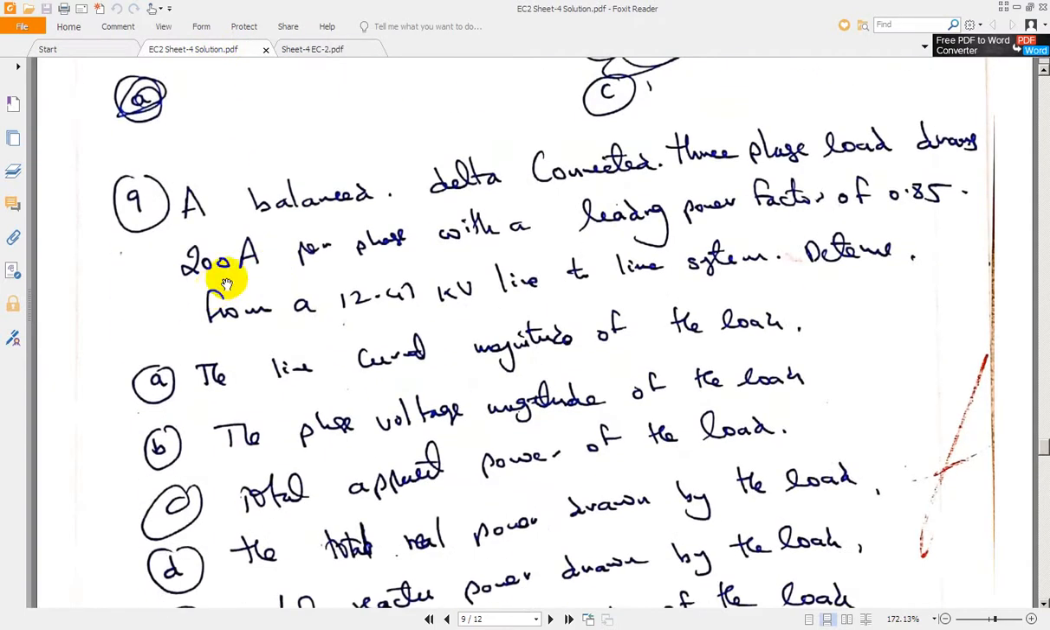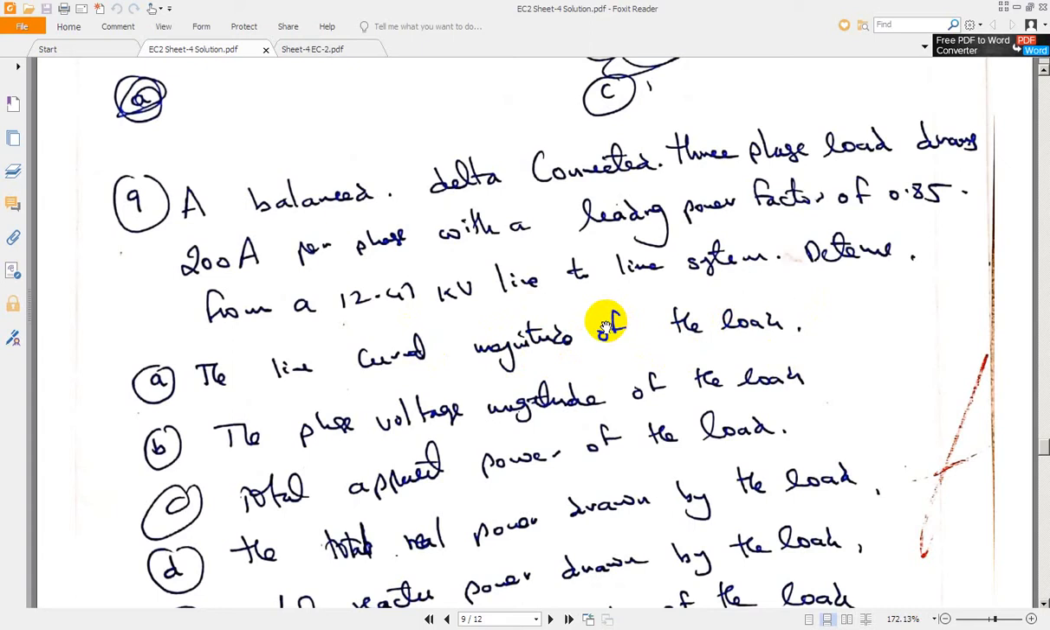Now coming to problem number 9, we have a balanced delta connected 3-phase load which is drawing 200 amperes per phase with a leading power factor of 0.85 from a 12.47 kV line to line system. That means this voltage is a line to line voltage. We need to determine the line current magnitude of the load.